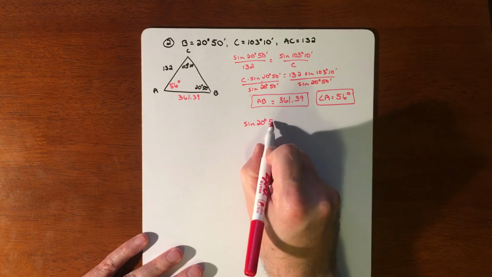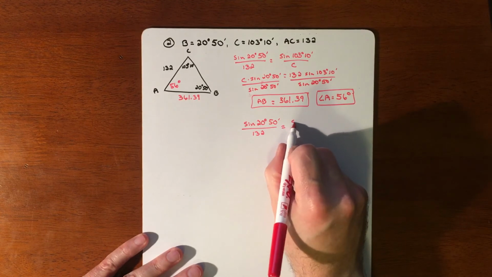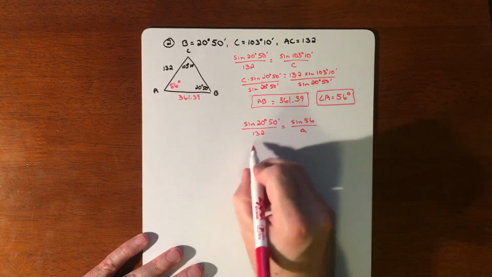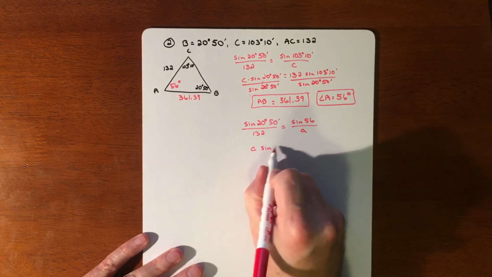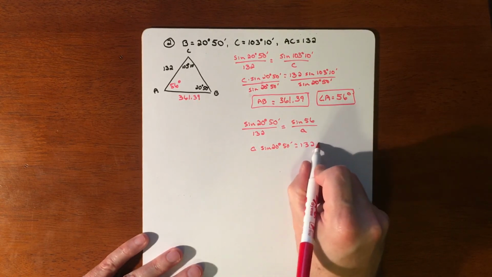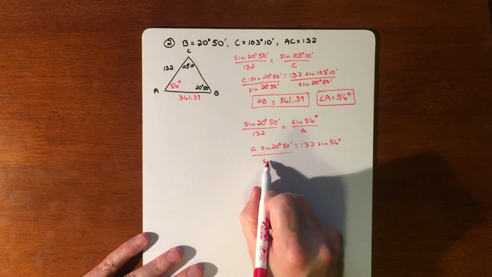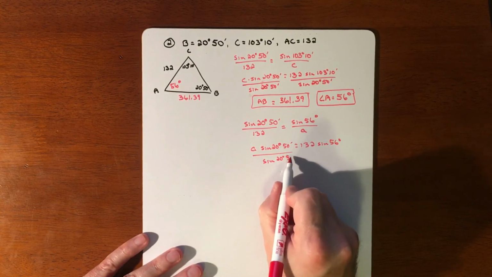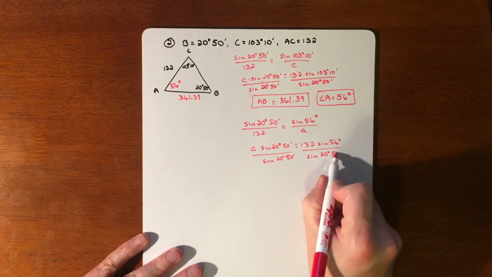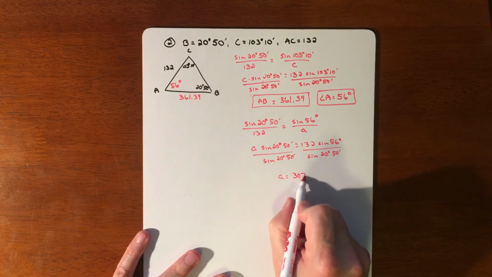sine of 20 degrees, 50 minutes over 132 equals sine of 56 over side A. Cross multiply, A sine 20 degrees, 50 minutes equals 132 sine of 56 degrees, and then we'll divide by sine 20 degrees, 50 minutes. All right, and then calculator gives us 307.70.